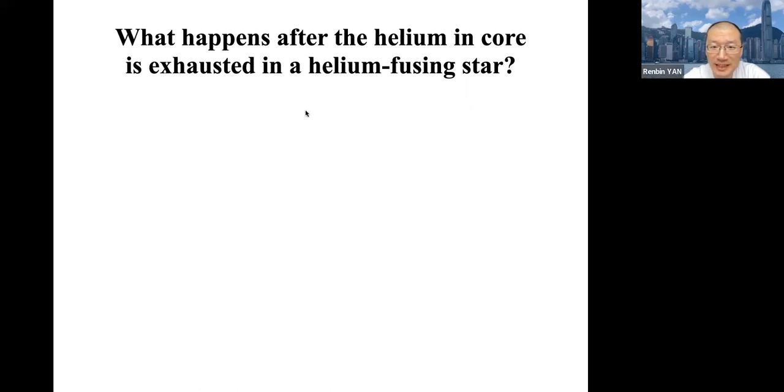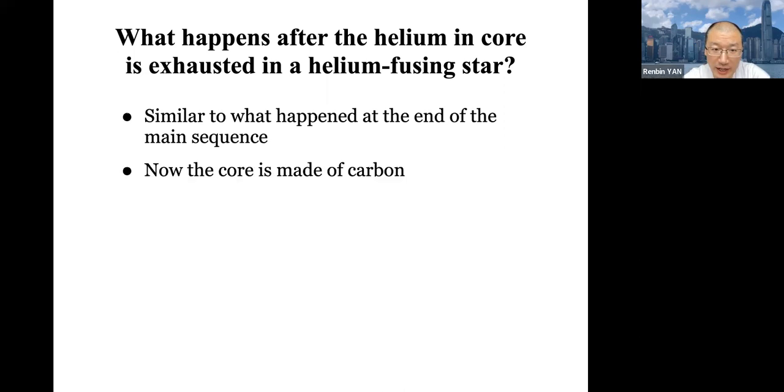Just like what happens at the end of a main sequence star, right? When hydrogen fusion stops, the helium core will contract. When helium fusion stops in a helium fusing star, the core will contract, right? Actually, sorry, not the helium core. It's now a carbon core, because helium has turned into carbon, and helium is exhausted in the core. So the core is completely made of carbon.